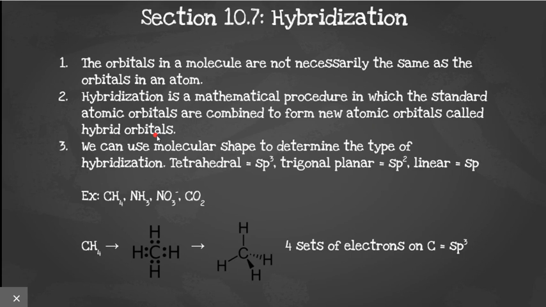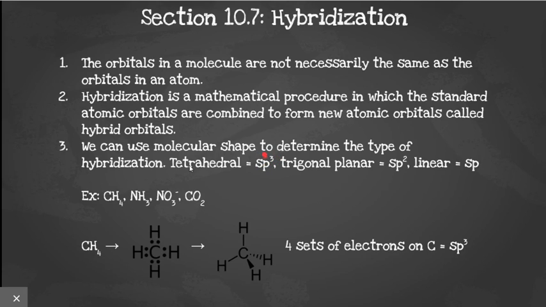So the math is beyond AP chemistry level. That would be something for college. We can use the molecular shape to determine the type of hybridization pretty easily. So if it's tetrahedral, that means it has a steric number of 4. It's going to have sp cubed hybridization.